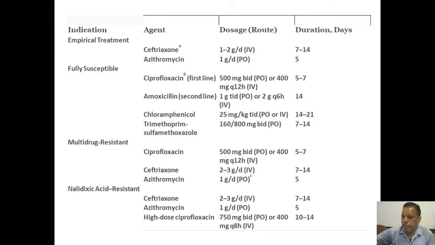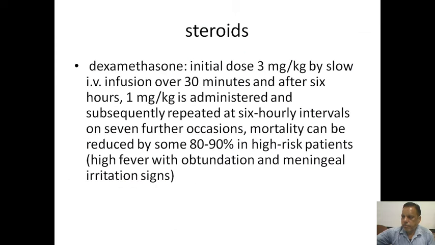So as compared to 500 milligram per day, we are giving it as 750 milligram twice a day. So 1.5 grams in a day, right? And typically the duration for enteric fever is between 1 to 2 weeks, except for azithromycin, which is usually 5 days.